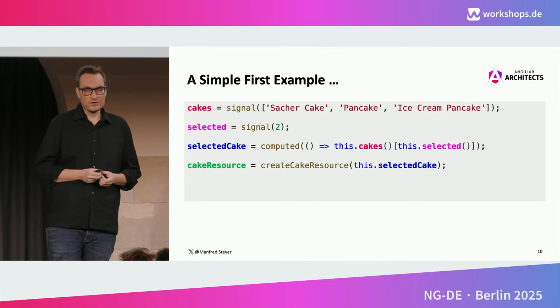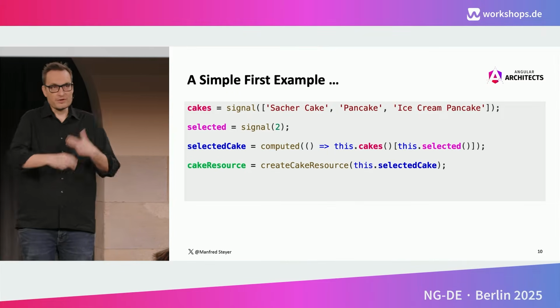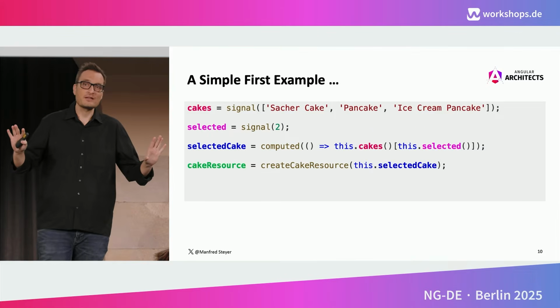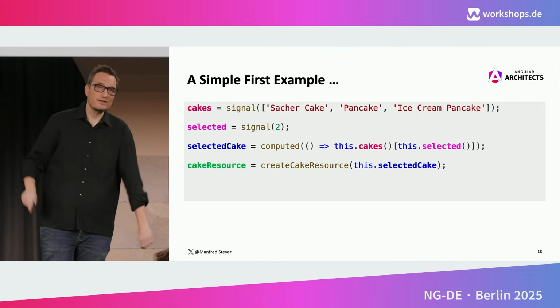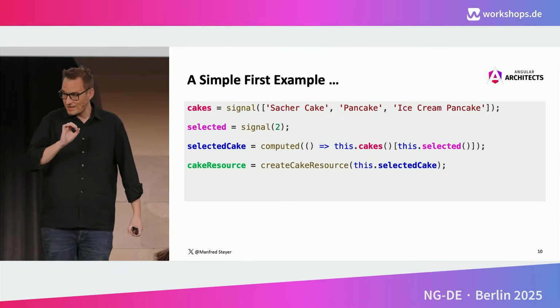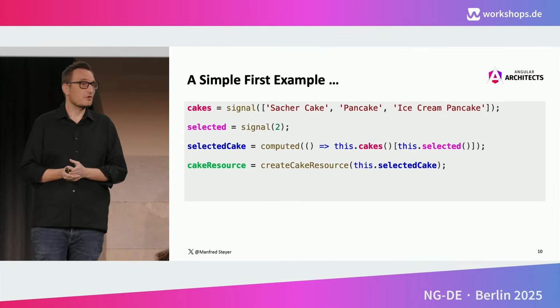To be more precise, I'm calling here a factory function for a resource. The resource is set up internally because I don't want to pollute my data flow here. We will look into the inner workings in a second. But the important thing here is that the selected cake goes in.